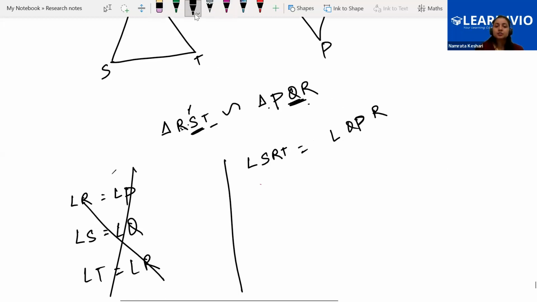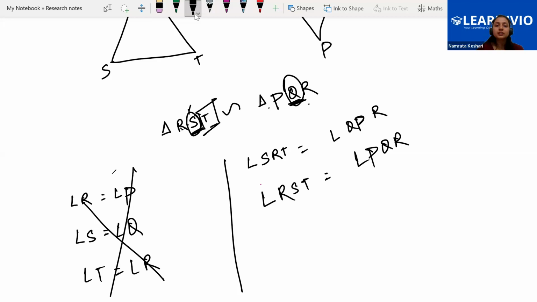Let's make the list properly. Angle S over here, the middle one, is equal to angle Q over there. Name of that, we can write like this: angle RST is equal to angle PQR. And angle T over here is equal to angle R over there.